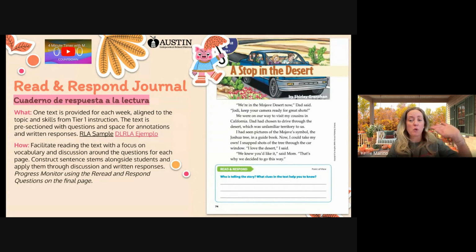There's an opportunity also for progress monitoring with this, using the reread and respond questions on the final page. Now, don't worry about the progress monitoring. We're going to talk about that in detail in section 5.